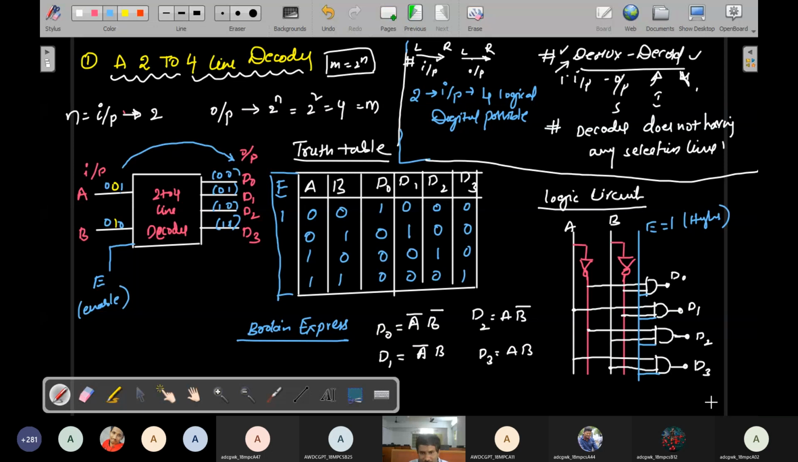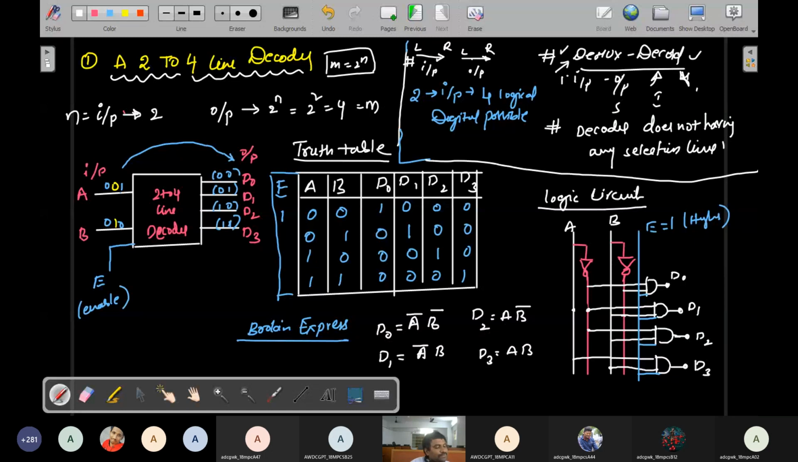Let us see D1, it is wrong. D1 is nothing but A bar B. Oh sorry, I made a little mistake here. D1 is nothing but A bar B. So D1 is A bar, it starts from A bar and B. Understand? Okay, the remaining are okay. So this is about the concept of the 2:4 line decoder.